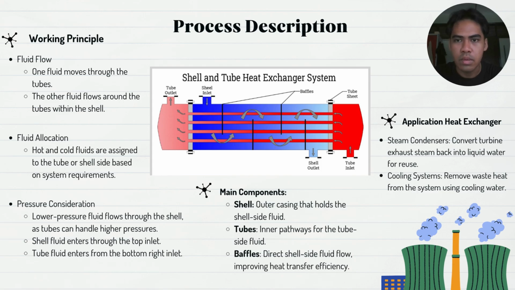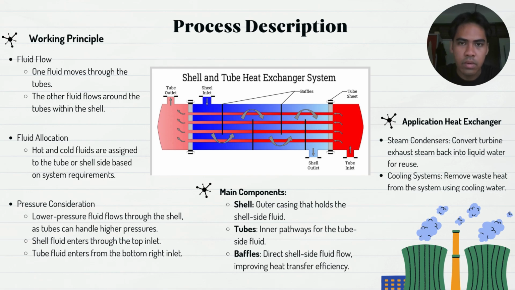For the working principle, in the fluid flow, one fluid moves through the tubes, and the other fluid flows around the tubes within the shell. For fluid allocation, hot and cold fluids are assigned to the tube or shell side based on system requirements. For pressure consideration, lower pressure fluid flows through the shell as the tube can handle high pressure. The shell fluid enters through the top inlet, and the tube fluid enters from the bottom right inlet.